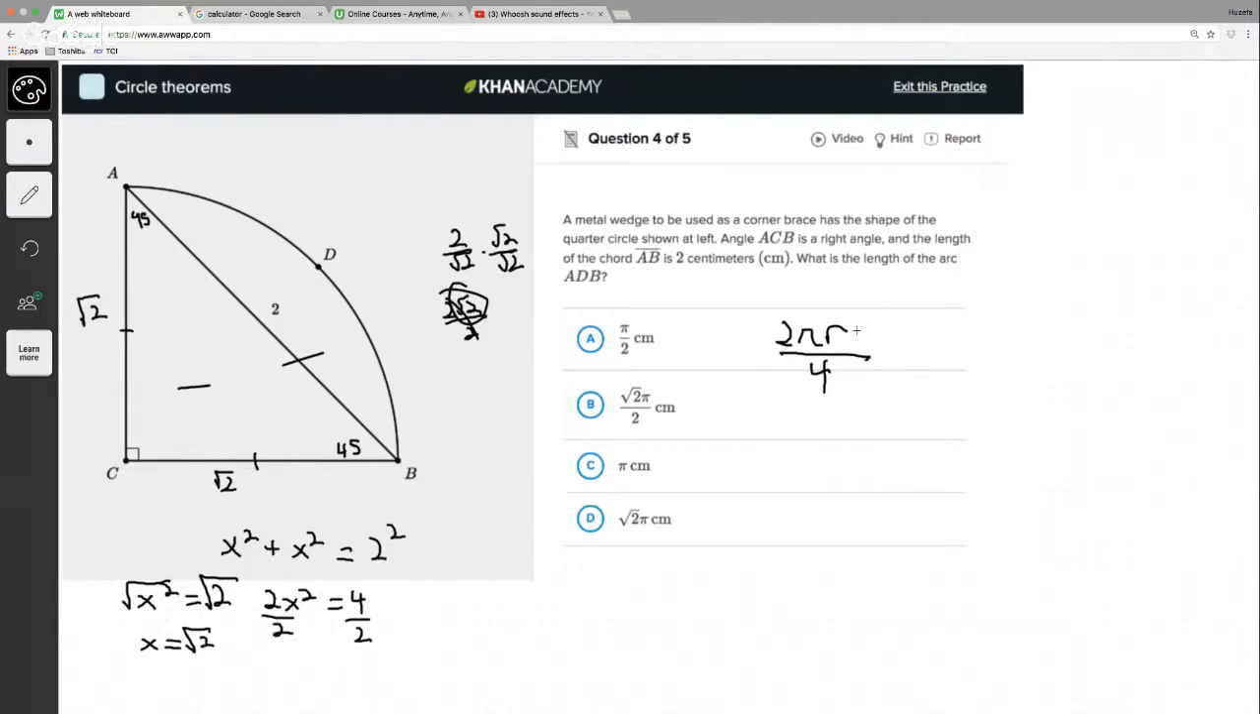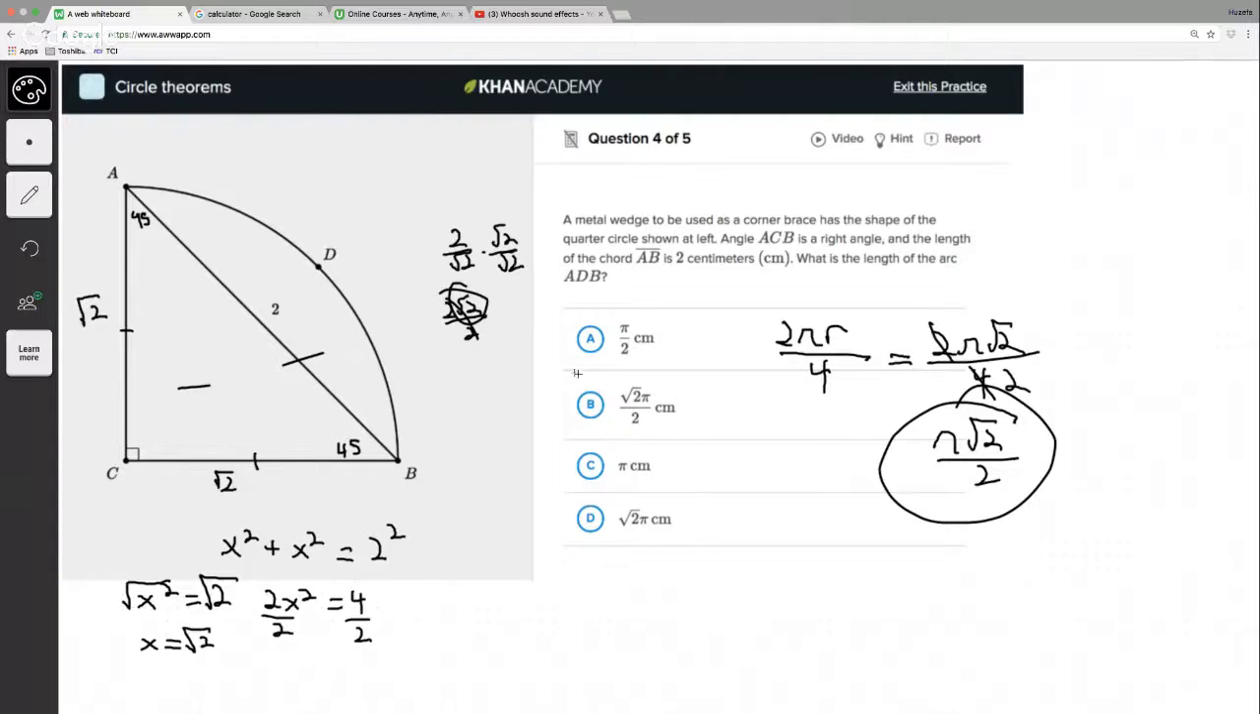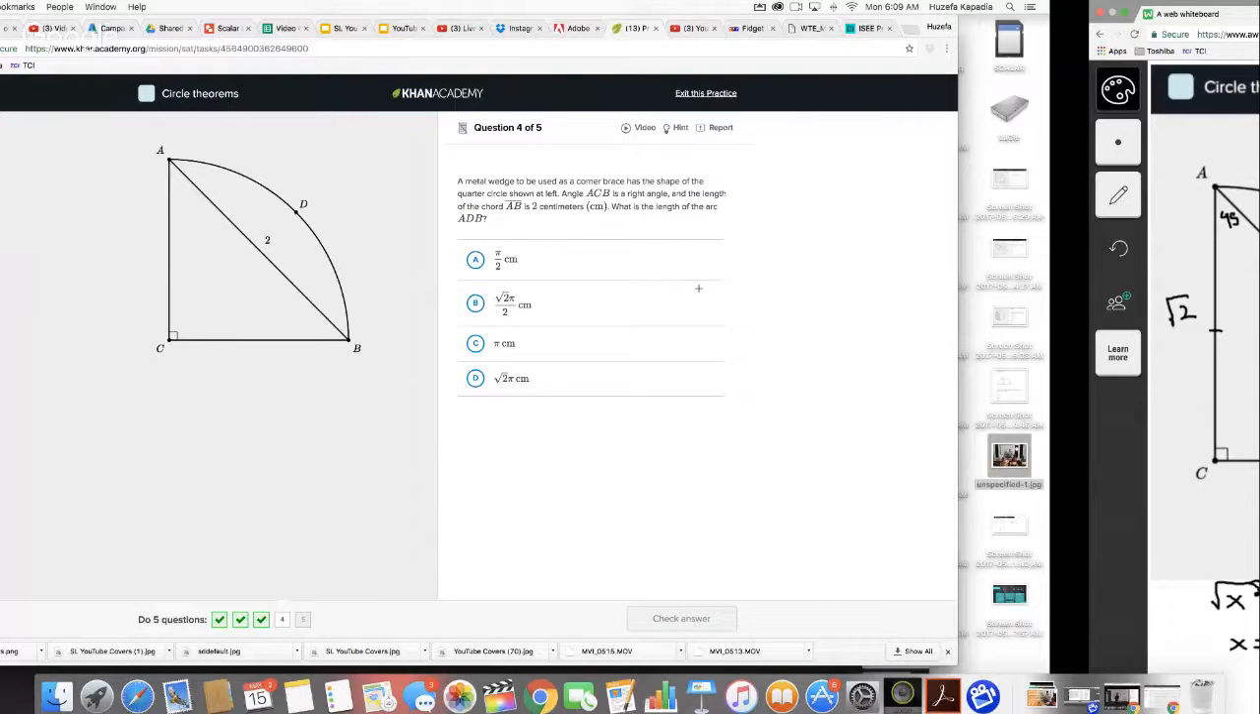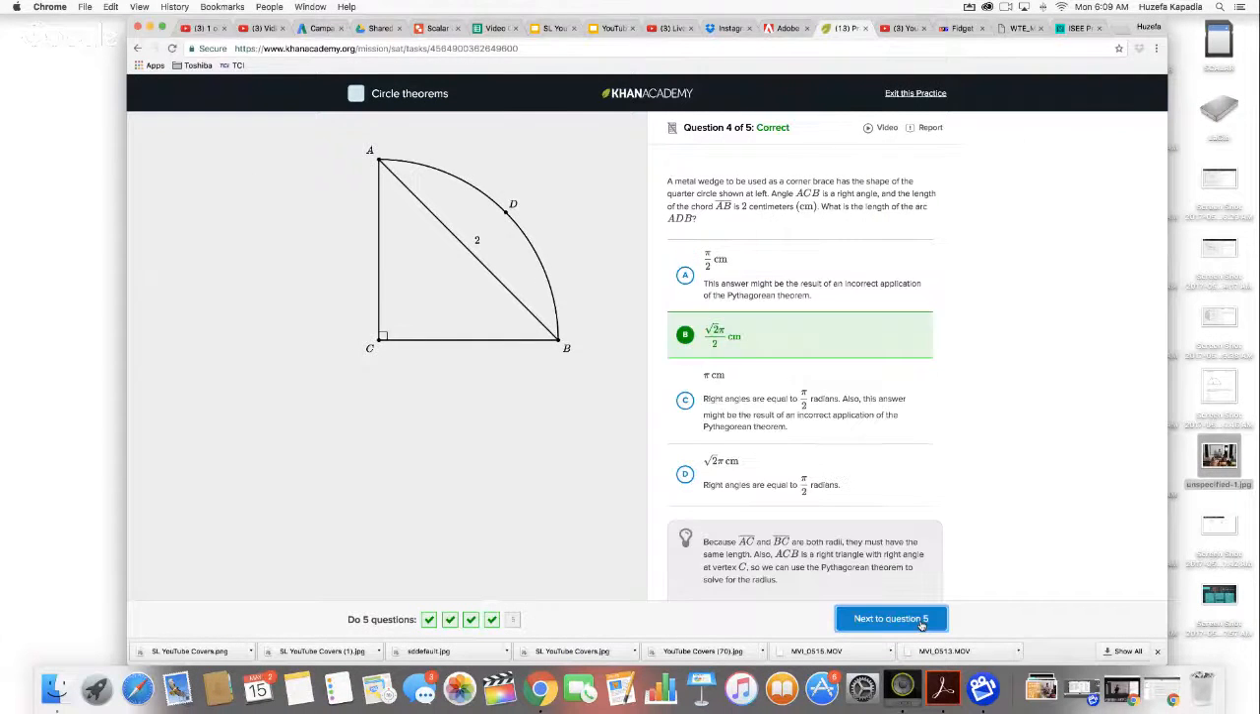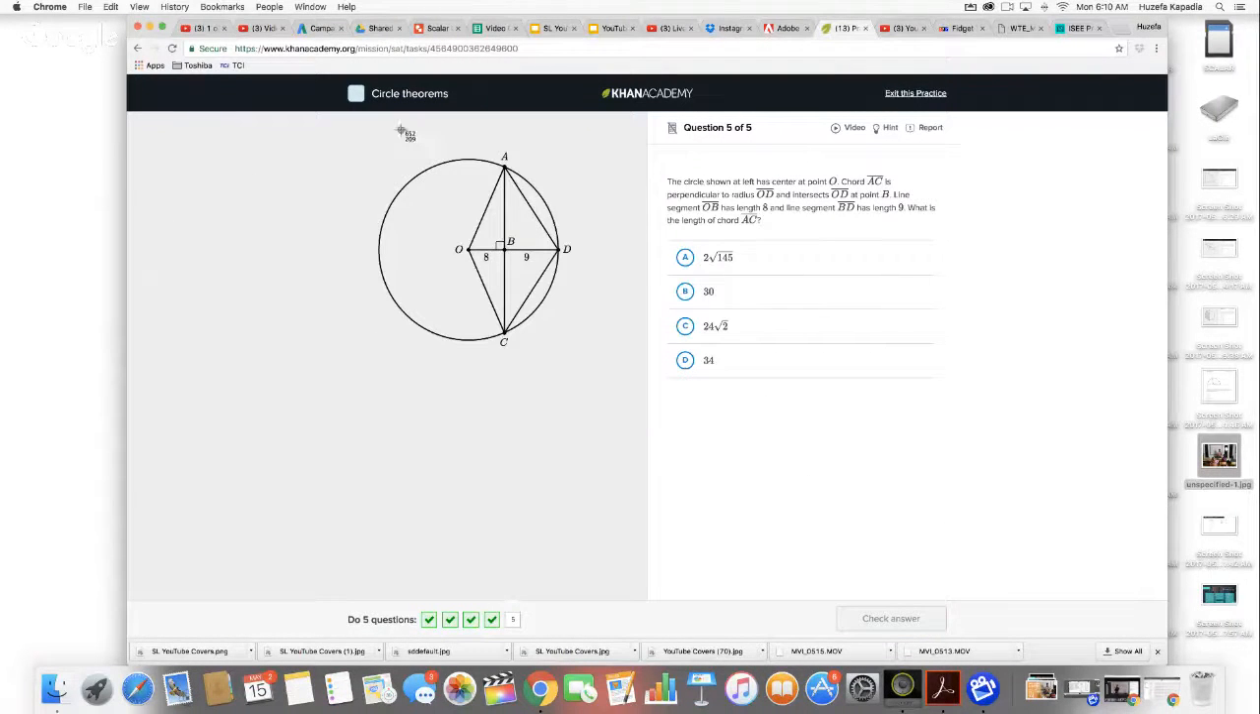Now we just plug in our radius, 2 pi square root 2 over 4. Cross this off a little bit. These guys reduce. 2 pi square root 2 over 2. This becomes a 2, right? And that should be your answer. They wrote it a little differently, but it's square root 2 pi over 2 centimeters. And that should be our answer. And it is correct. Excellent.